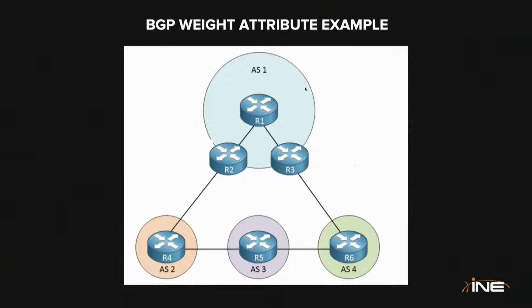To demonstrate weight, R4 is basically advertising a loopback, which is 4.4.4.4, and R6 is advertising 6.6.6.6. Now, if you look at this diagram, without you making any configuration changes, whether you do weight or local preference, if I don't make any changes, how do you think router 2 is going to route to R4 and R6? Router 2 should basically go directly to R4. Router 3, which is XR3, should go to R6.